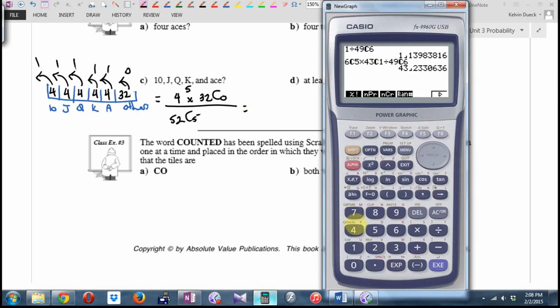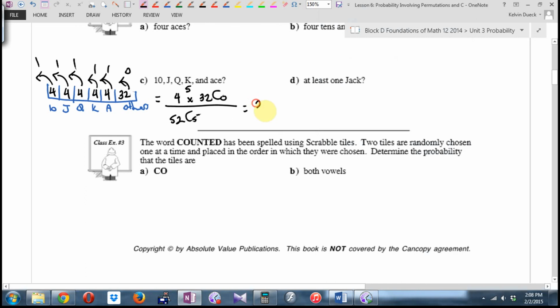Okay. 4 to the 5th divided by 52, choose 5. As a decimal, it's 3.94 times 10 to the 4th, or 64 out of 162,435. Oh, I'll go 3.94 times 10 to the negative 4, 0.000394.